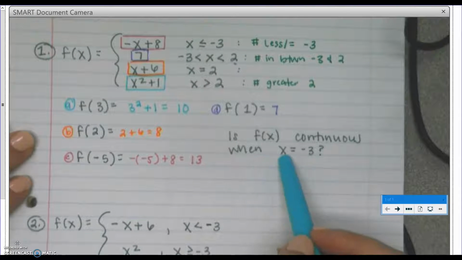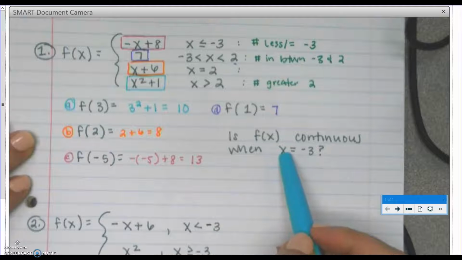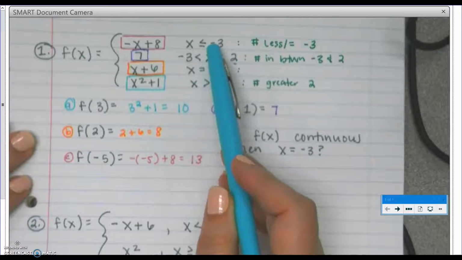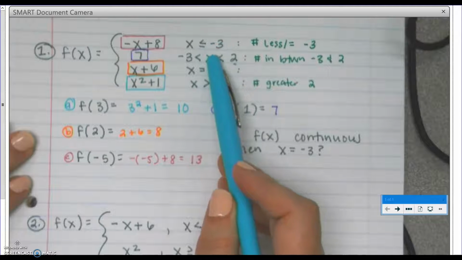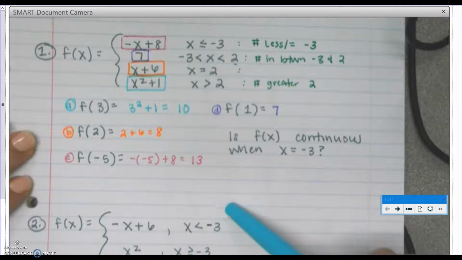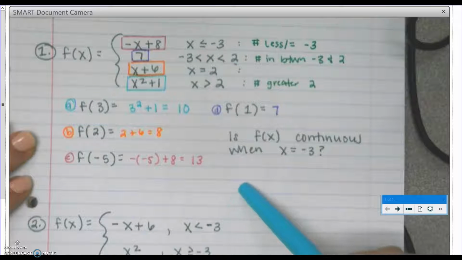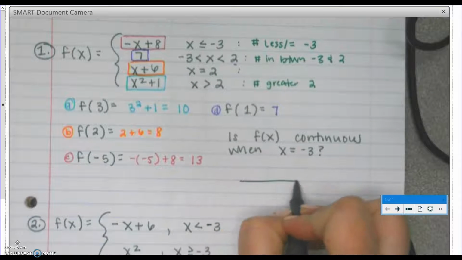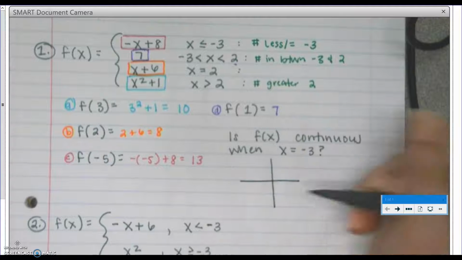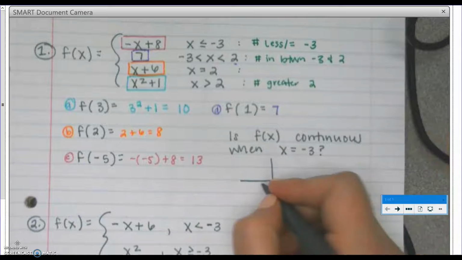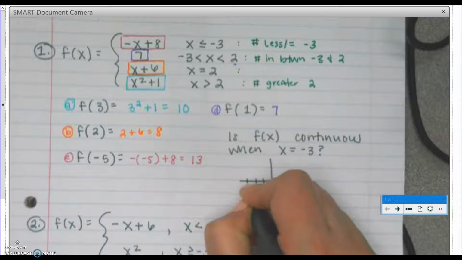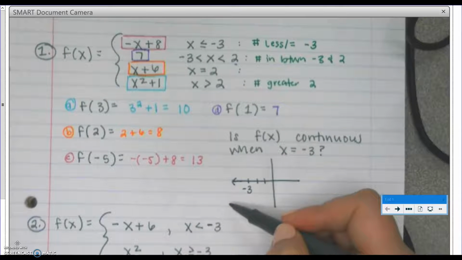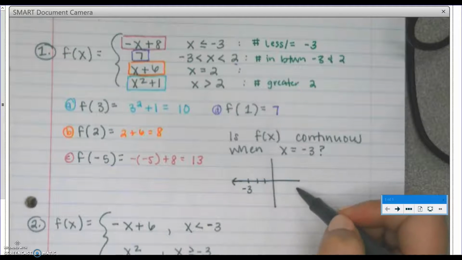So this is a little bit tricky when we're trying to decide if it's continuous at a breaking point, because I kind of need to know what the graph looks like. If the graph is continuous, then I should be able to trace the whole thing without lifting up my pencil. If it's not continuous, there will be a gap. So when x is -3, I basically need to figure out, does the left piece match the right piece?